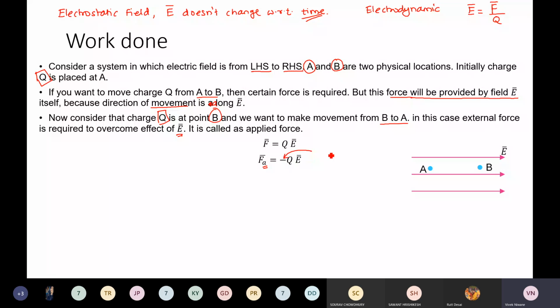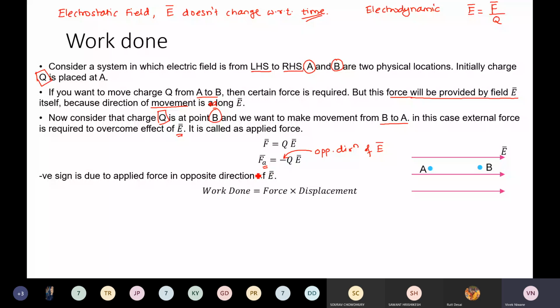Why did this negative sign come? Because we are working in the opposite direction of electric field intensity. The negative sign is due to the applied force being in the opposite direction of E bar. And from our understanding of 9th standard, we know that work done is equal to force into displacement.